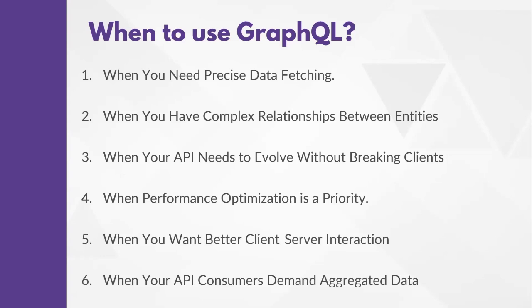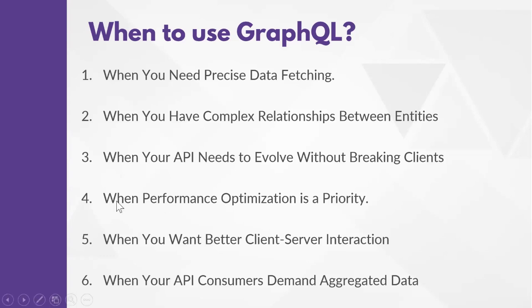When your API needs to evolve without breaking clients. So what would be the use case for this? Let's suppose we are building an API for a SaaS product. SaaS means a ready-to-use product that frequently introduces new features, and you want to avoid breaking the client application. So it keeps on updating. GraphQL allows for adding fields and types without impacting the existing queries, which makes it highly adaptable for evolving business needs.